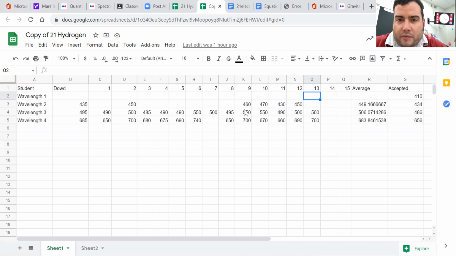Notice that no student saw a line that almost everybody agrees is there at 410 nanometers. I didn't see it either. But we all saw the other three. And on average, we're pretty close, but not identical to what the accepted values are.